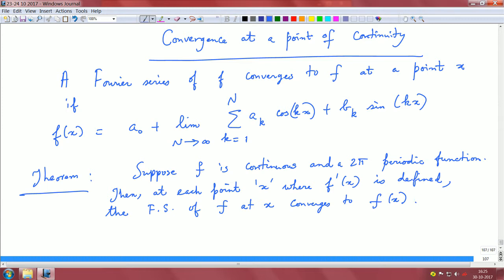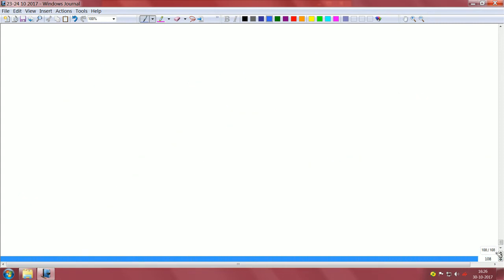So, suppose f is continuous and 2 pi periodic, then at each point x where the derivative of the function is defined, the Fourier series of f at x converges to the true function f of x. So, we will prove this result. There are many steps in the proof of this result, and it is a long theorem, but I hope you will appreciate the details in this result.